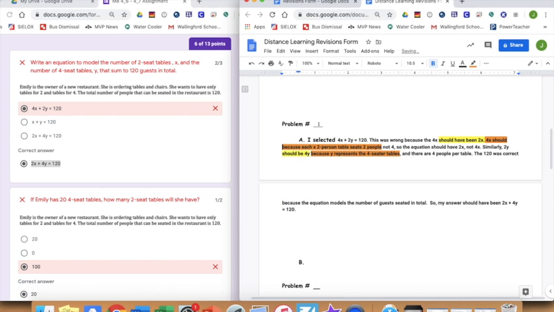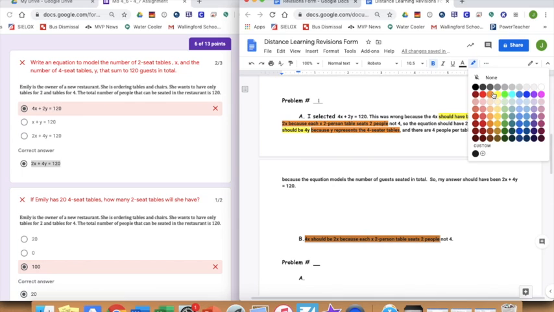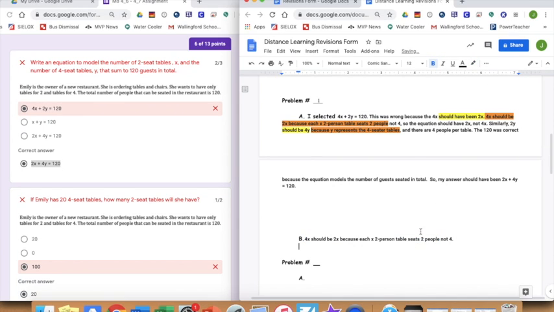So 4x should be 2x because, I'm really being confusing about this, aren't I? So 4x should be 2x because each x 2-person table seats 2 people, not 4. So that could be part of my explanation there. And then similarly, 2y should be 4y because y represents the 4-person tables.